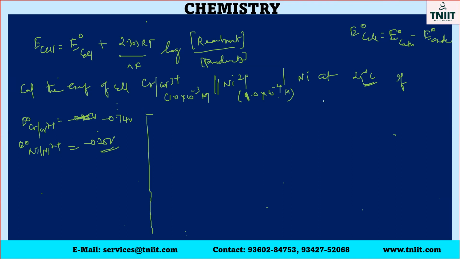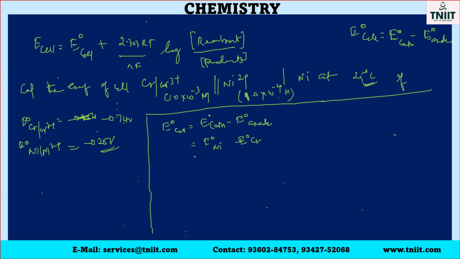Now, how do we work this problem? To work this problem, firstly, we will try to understand or calculate E naught of the cell. E naught of the cell will be E naught of cathode minus E naught of anode. Amongst these two, the larger value will be the cathode and the lesser value will be the anode. It's a negative value, remember. So it will be E naught of nickel minus E naught of chromium. That will be equal to minus 0.25 minus of minus 0.74. So that will be equal to 0.49 volt. E naught is 0.49.